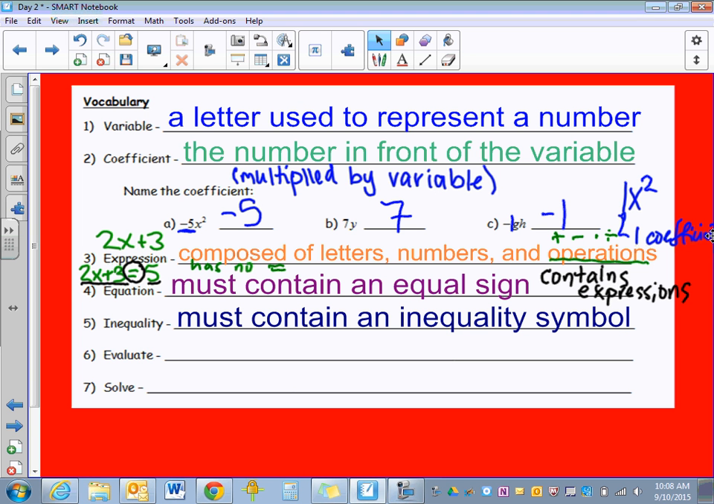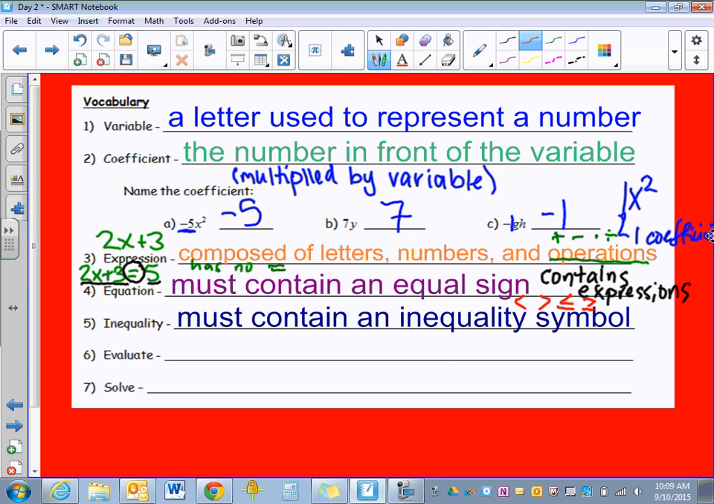And remember, your inequality symbols are less than, greater than, less than or equal to, greater than or equal to. Alright, so again, it's very similar to an equation in that it contains expressions, but instead of an equal sign, there's an inequality instead. And that's just comparing the value of two expressions, whether it's larger or smaller, greater than or less than, and it might be equal to.